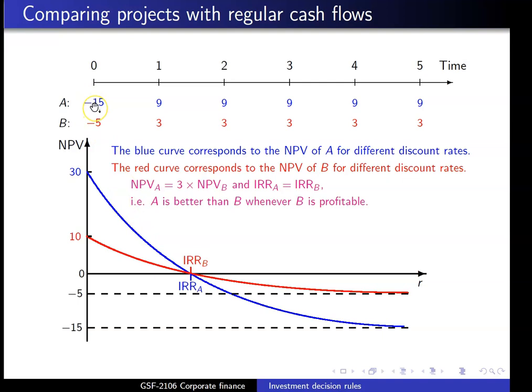When the cash flows from one project are a multiple of the cash flows from the other project, then whenever one of them provides a positive net present value, the big project is necessarily better than the small project. In other words, if B is a good project, A is 3 times B, so A is 3 times as good. If B is a bad project, A is 3 times as bad.